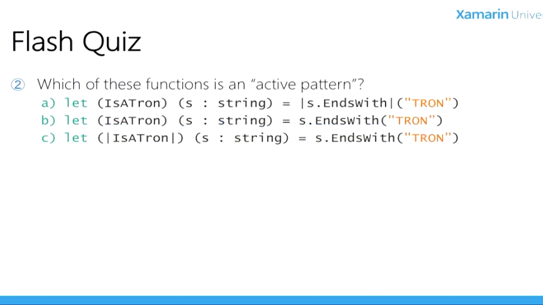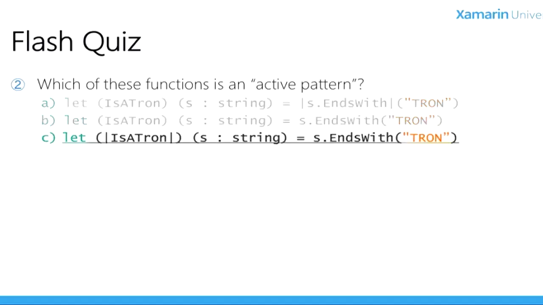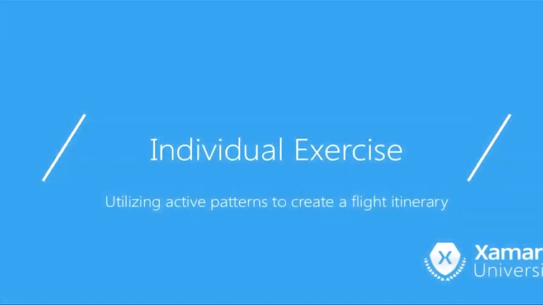Question 2. Which of these functions is an active pattern? So is it A, B, or C? And the answer is C. Let's take a look at how we can apply active patterns in a lab exercise. So once again, it's time to pause the video and we'll review the exercise once it's completed.